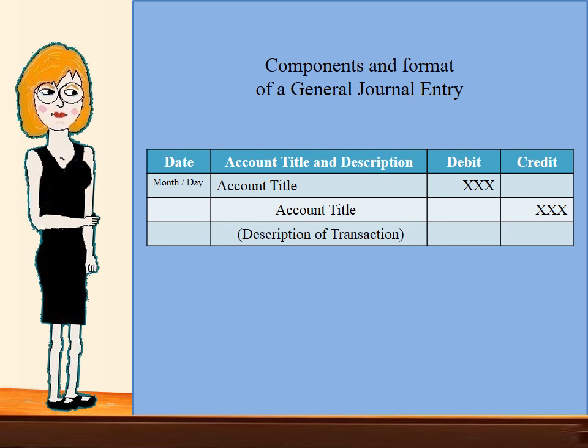Let's take a look at the basic components of a journal entry. You have the date column with the month and day. You have the account title and description where you have at least one account debited and one account credited. Credits are indented. Then the third line is a short, concise description of the transaction. Debit means left, credit means right. You always start out with the debited account and then the credited account.